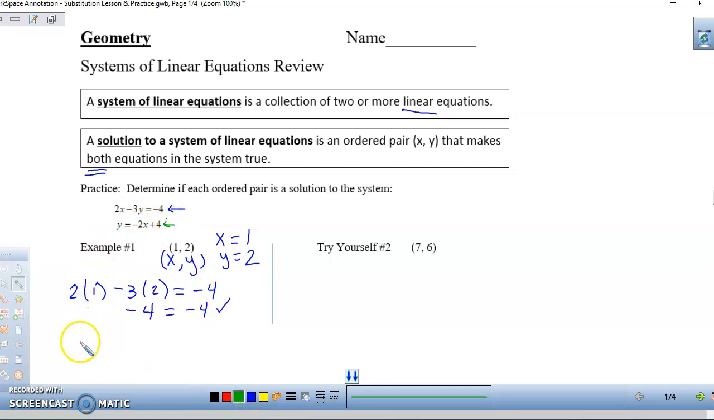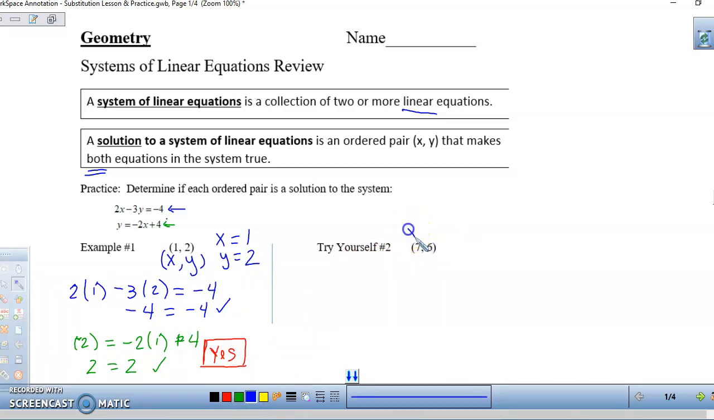So on the second equation, I have y equals negative 2x plus 4. And then on this side is obviously just 2. Here I have negative 2 plus 4, which is also 2. So it checks out for the second equation. So our answer here would be yes, that is a solution to the system. Checks out in both equations. Okay, so pause the video and try yourself number 2.